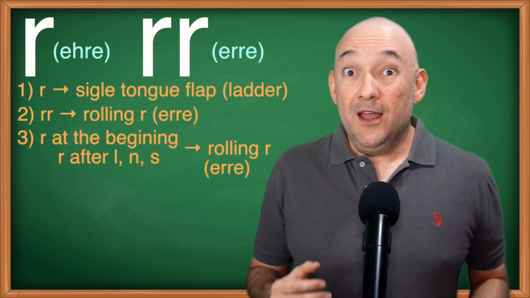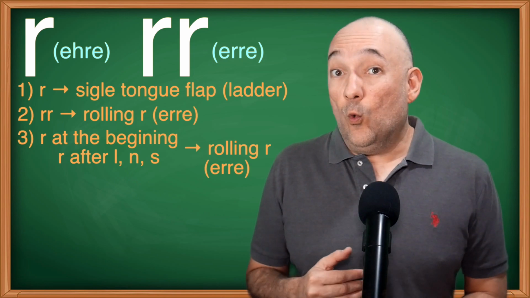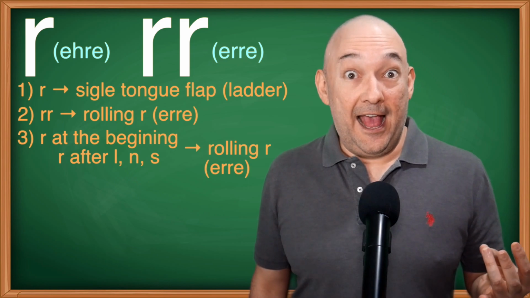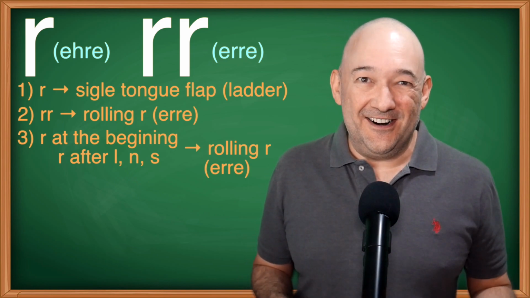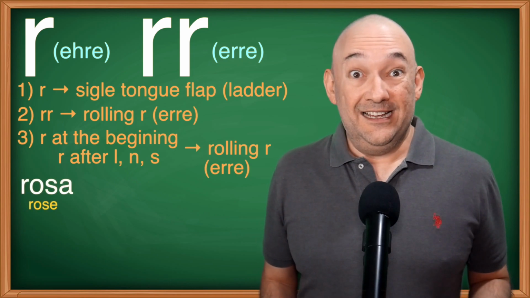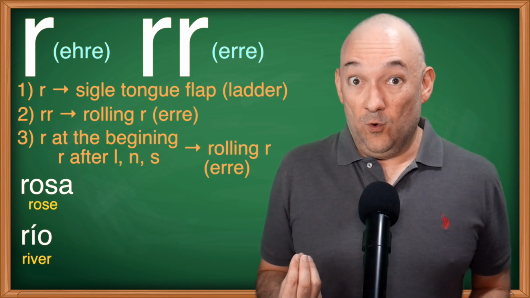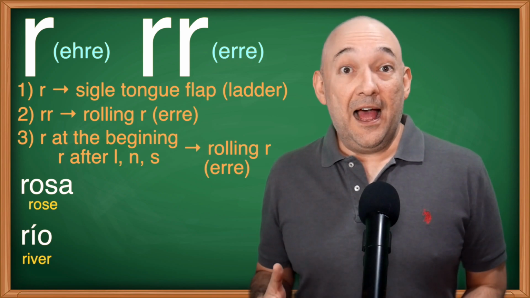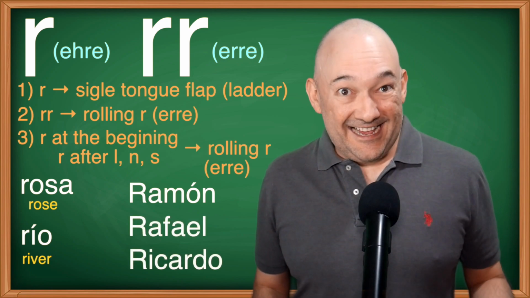And number 3, when you have a single ere at the beginning of a word, and when you have a single ere after the consonants L, N, S in Spanish, you must do the sound of the rolling R. You can experience this sound in words like rosa, río. See? The R is at the beginning of a word, and then you must do the sound of the rolling R. This even happens in personal names like Ramón, Rafael, Ricardo.